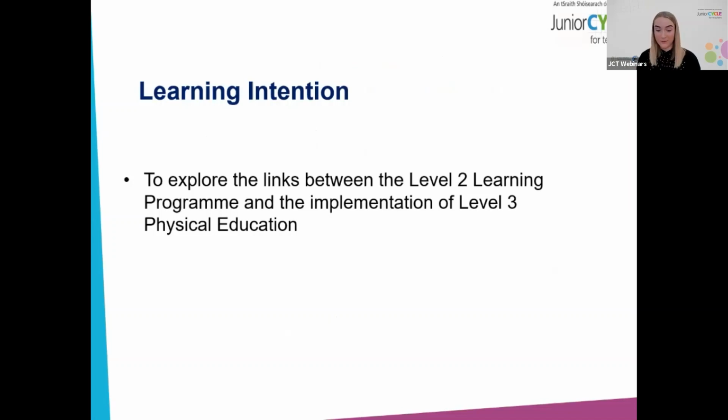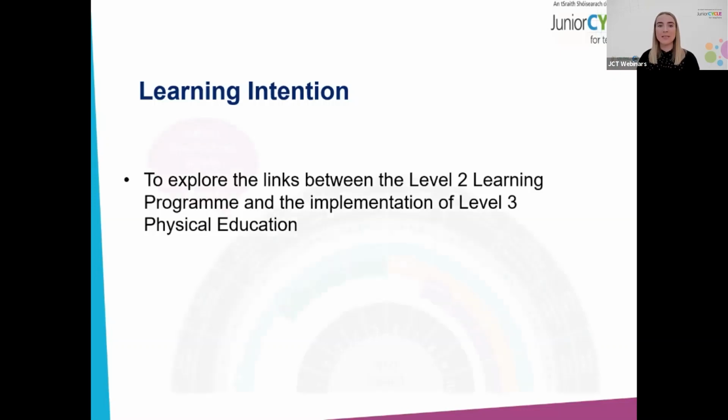As you've seen from our couple of definitions previously, inclusion is very broad. And if we were to cover all aspects of inclusion, we would probably be here for days and weeks. But for the purpose of this evening's webinar, within the 90-minute context, we're just going to look at one quite specific aspect, and that is the Level 2 learning programme and the implementation of the Level 3 physical education. So these are the group of students that we're looking at.